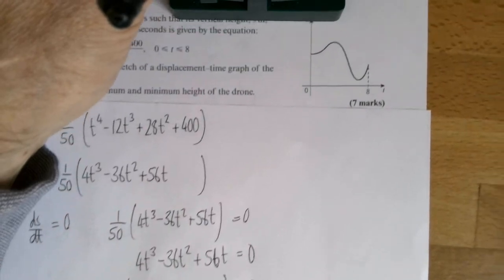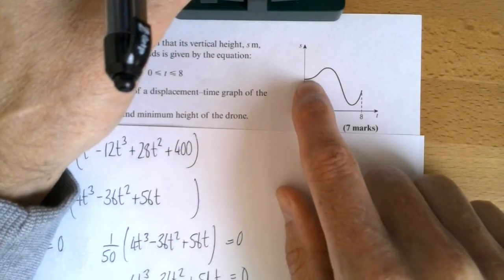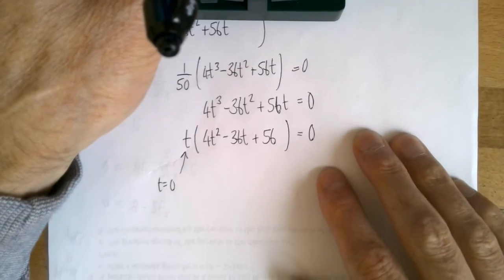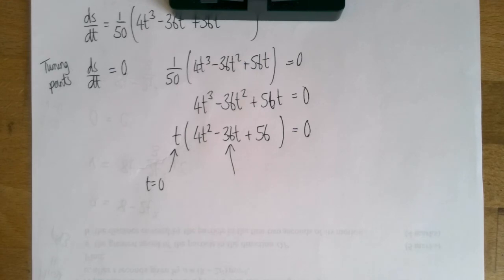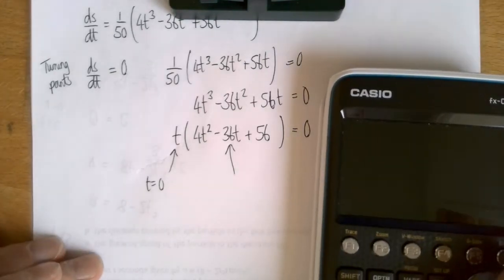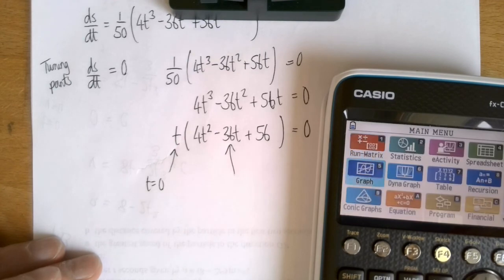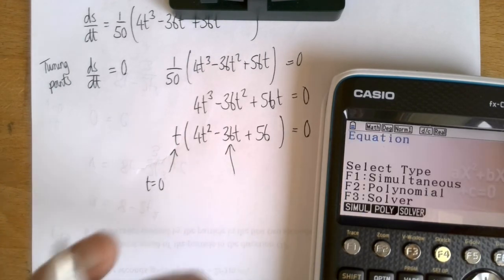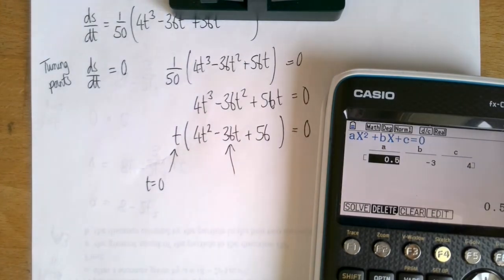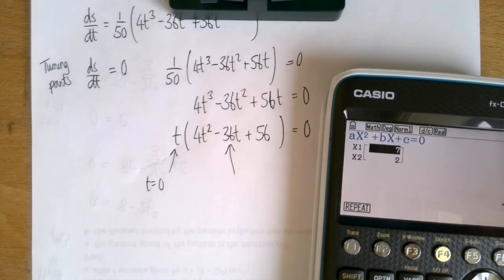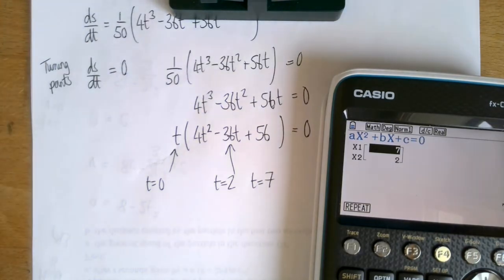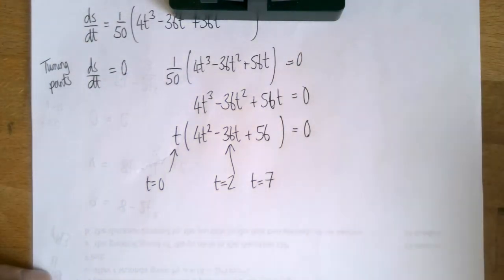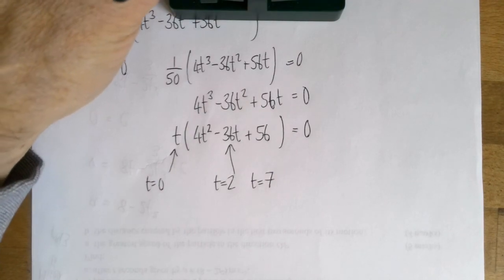And if I look back at my original graph, it looks like I had a turning point at t equals 0, but that's not what we're interested in. Instead, we're interested in the solution to this bit, aren't we? And for that, I'm going to use my calculator, and I can just put it into equation mode, and it will all be good. Polynomial 2, so we've got 4, minus 36 and 56. And so my two solutions are 2 and 7.